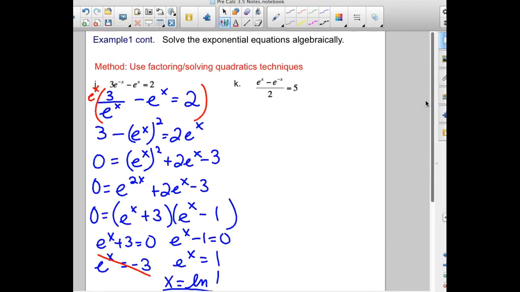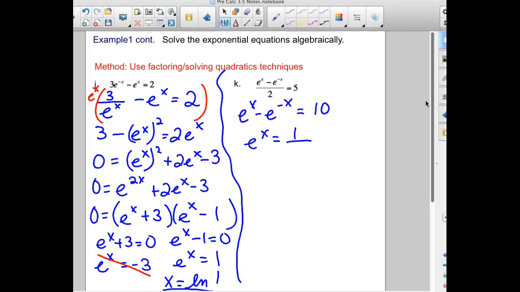All right, our last example. I am going to move that 2, multiply it to the other side, but notice I do have a negative x power on that second e. So we've got e to the x minus e to the negative x equaling 10. And e to the negative x is 1 over e to the x.